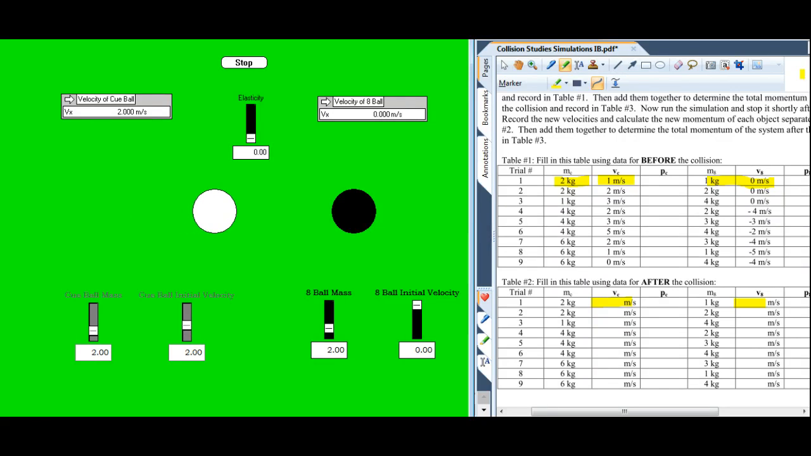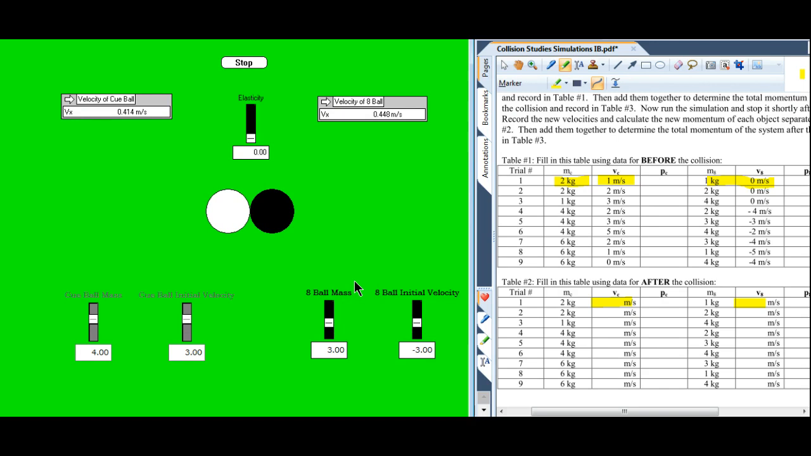Trial number 2, heading in, they hit, they stick. We're both at 1. Okay, both are 1 meter per second. And here's trial number 3. After they hit, they both move to the right, 0.57, 0.58, and 0.61. Trial number 4. Ooh, they hit, they stuck, and they both stopped. So that's 0, 0.